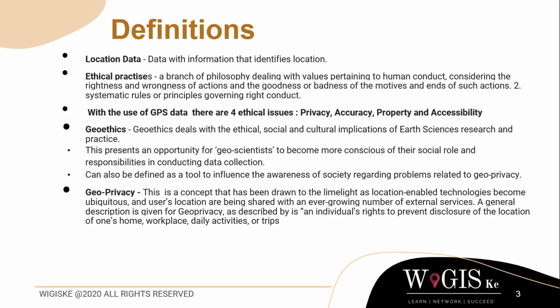So ethical practices can be looked at in different dimensions. They can be systematic rules or guiding principles that guide people on how to act in different settings. In our specific example, when we're looking at GPS data or location data, there are 4 specific ethical issues that we need to mostly focus on: privacy, accuracy, property, and accessibility.